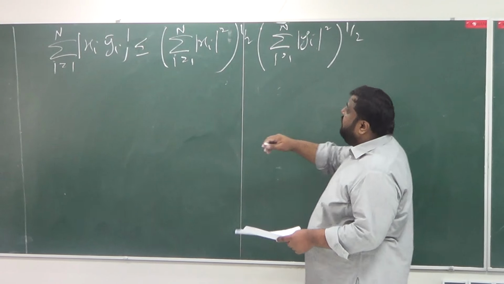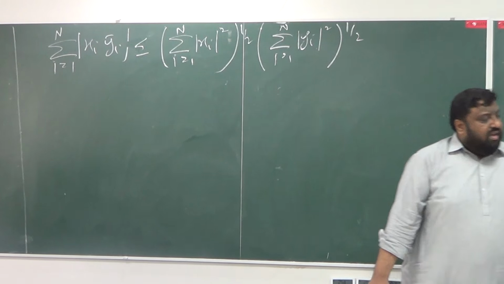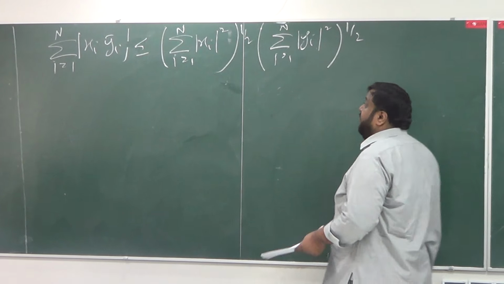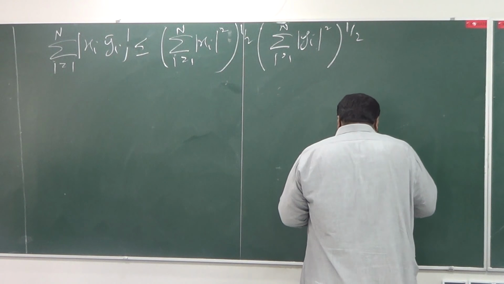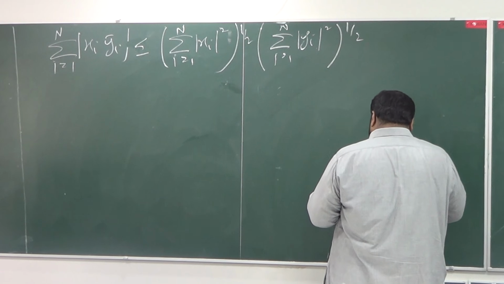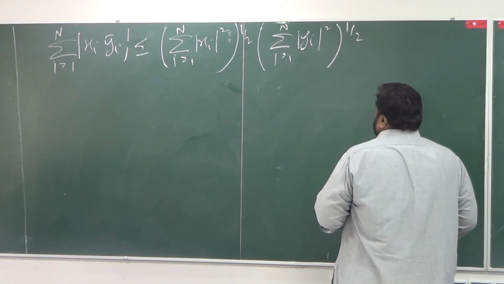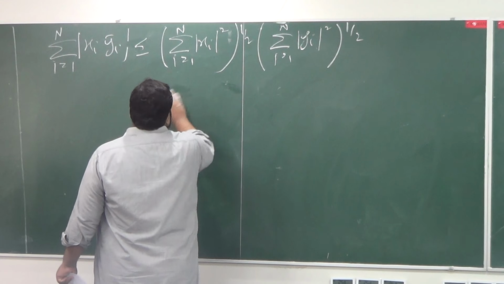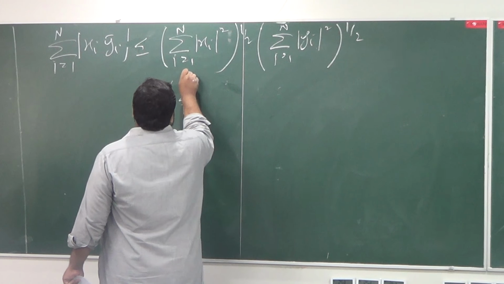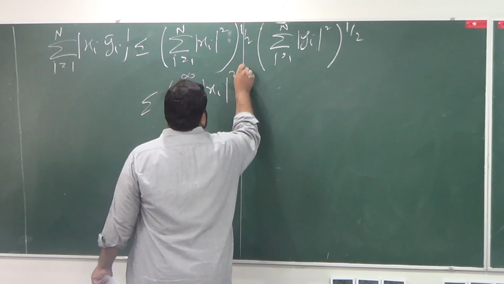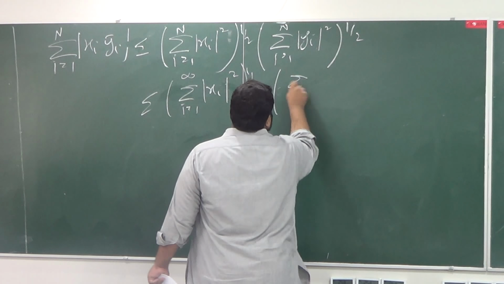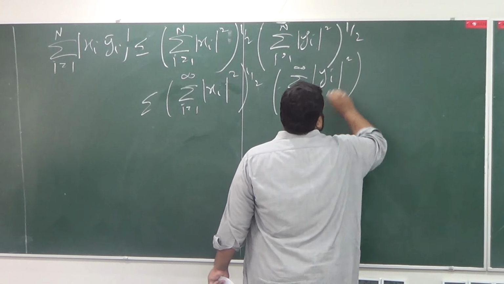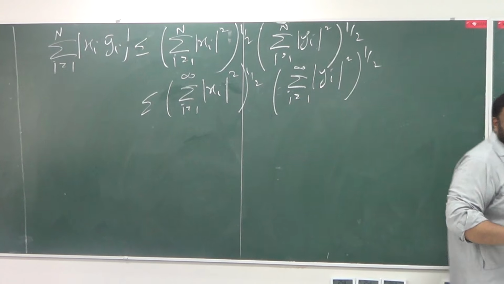And I know that since x and y are square summable, this must be finite. This must be finite. In other words, I can estimate this by the sum from i equals 1 to infinity of the magnitude of xi squared, to the 1 half, times the sum from i equals 1 to infinity of the magnitude of yi squared, to the 1 half. Agree with me that this must be true?